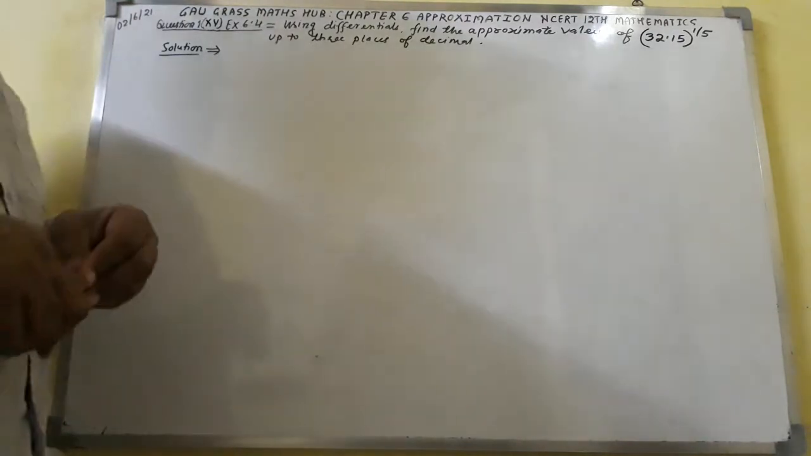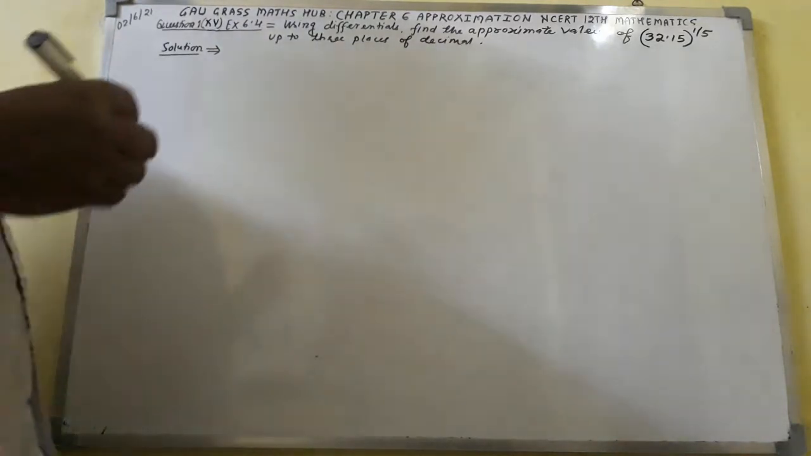I shall explain question number 1, Roman 15, that has been taken from exercise 6.4, chapter 6, approximation of NCERT 12 mathematics. The question is, using differentials, find the approximate value of 32.15 raised to the power 1 over 5 up to 3 places of decimal. Now come to the solution.